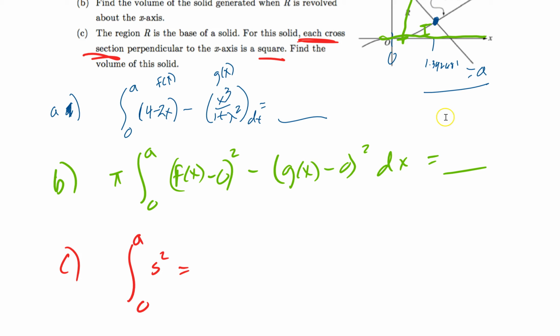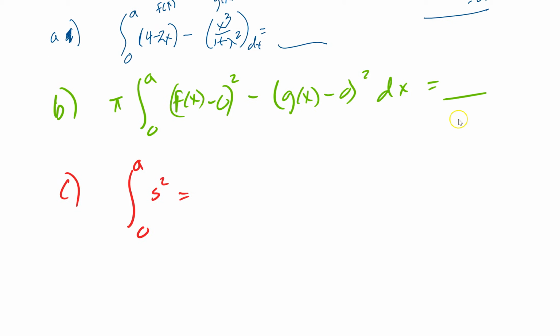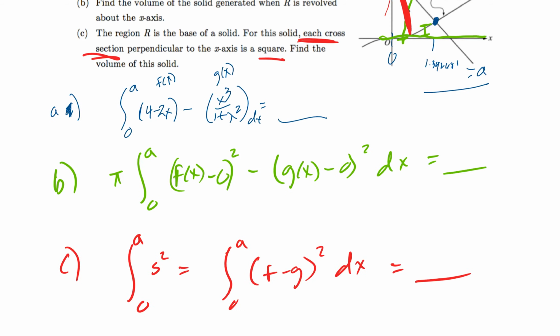S is the same thing as area. It's just top minus bottom. It's this guy. So I'm going to integrate 0 to A of my top minus bottom, so in this case (f minus g of x) squared dx. Put that into your calculator, get an answer. And that's it. It's very straightforward, right?